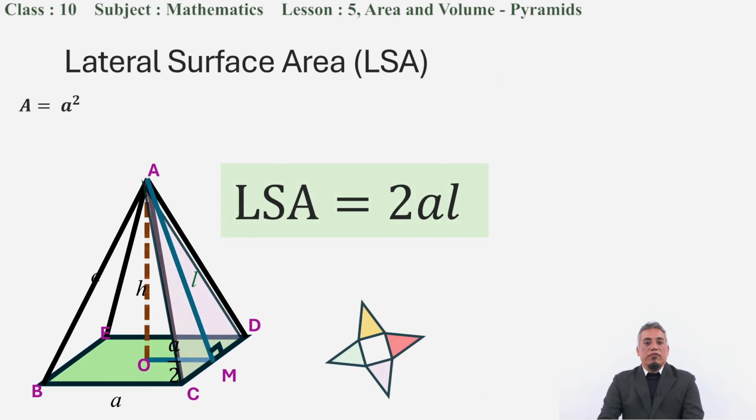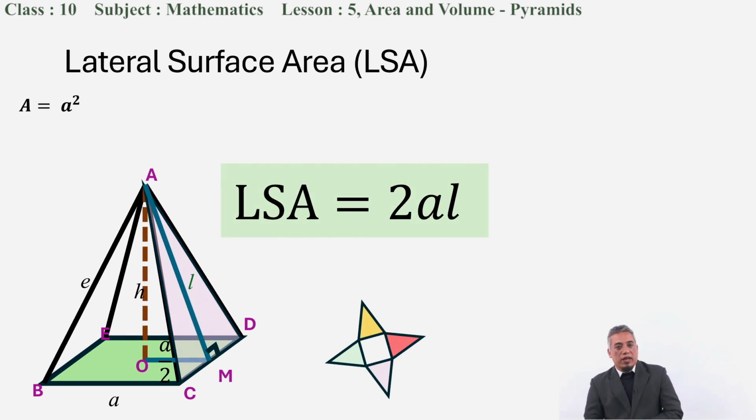Now we review some area formulae. This is lateral surface area of the pyramid. A pyramid has got four triangular faces, and that four triangular faces is called lateral surface area. So its formula is LSA equals to 2 times A times L, where A is base length and L is slant height. So this formula is on lateral surface area.